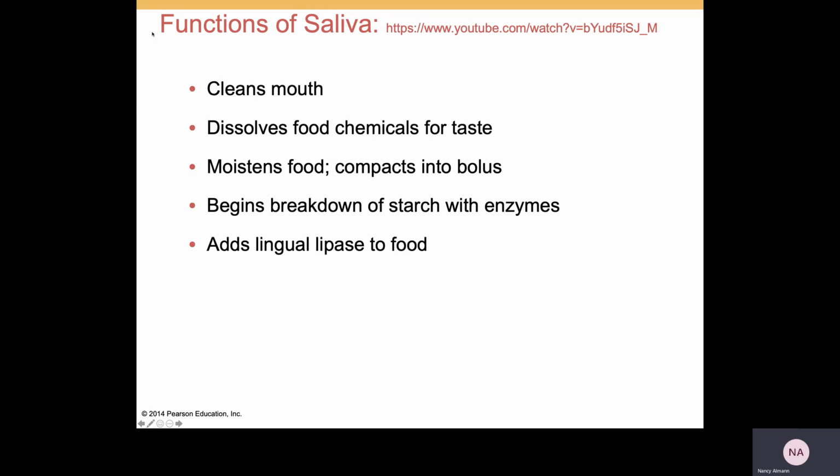It does begin the digestion of starch with specifically salivary amylase, and it does add lingual lipase to food. In addition to that, it is going to lubricate the food that you are swallowing so it can move more easily down through the conduits that it needs to move through to get to the stomach. When you swallow that compacted ball of food, it is now known as a bolus. A bolus, B-O-L-U-S.